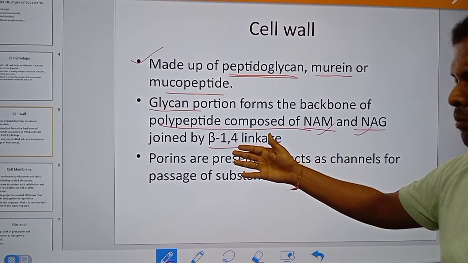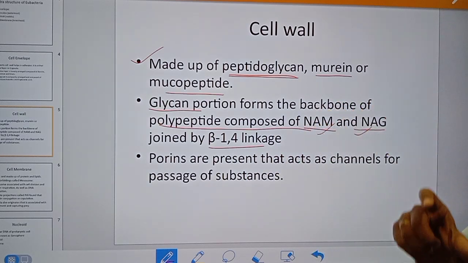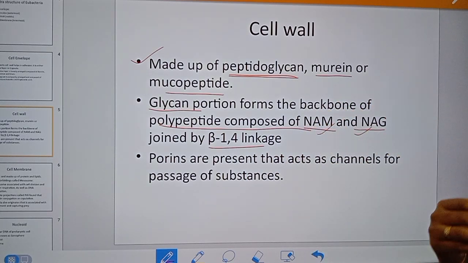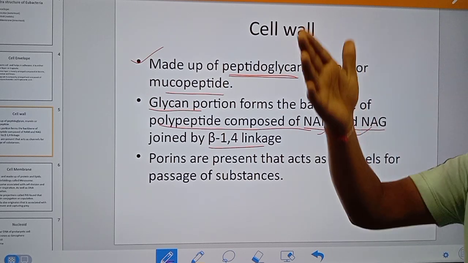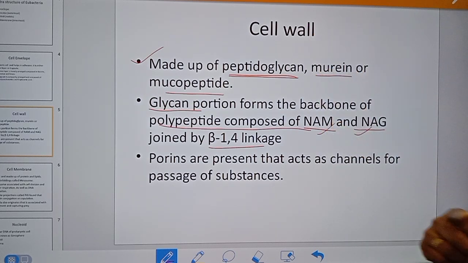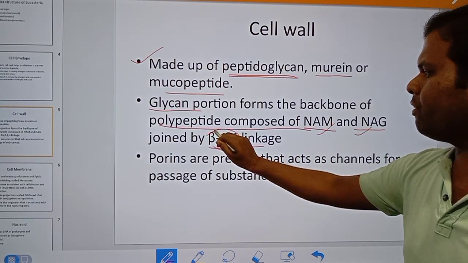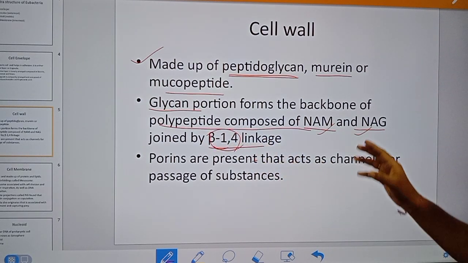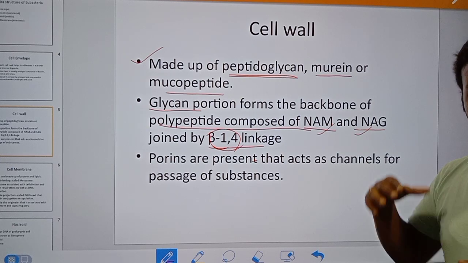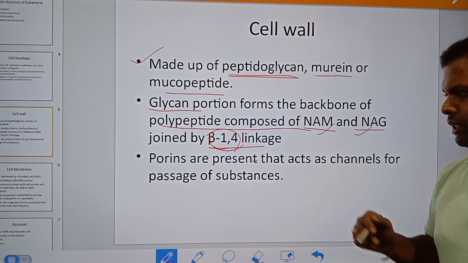NAG and NAG are connected to each other by which bonding? That is beta 1,4 linkage. There can be alpha 1,6, alpha 1,4, beta 1,6, beta 1,4, like this. Here, a beta 1,4 linkage is present between NAG and NAG in the peptidoglycan of the prokaryotic cell wall. You just remember this rule.